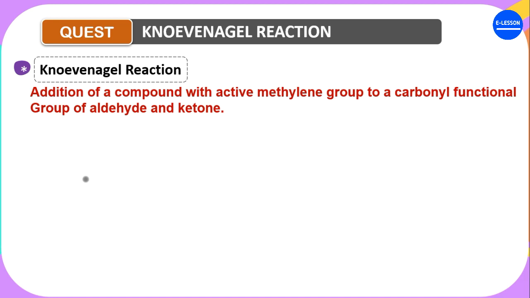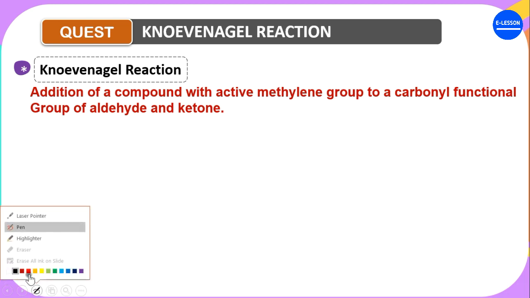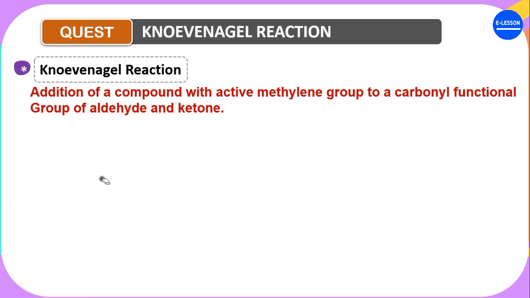Now, the active methylene group, what are they? That is a question that you should ask yourself. An active methylene group is a methylene group that has 2 electron withdrawing groups about it. For instance, if you have CH2, there you have this COOH and then this COOH. This is an active methylene group.